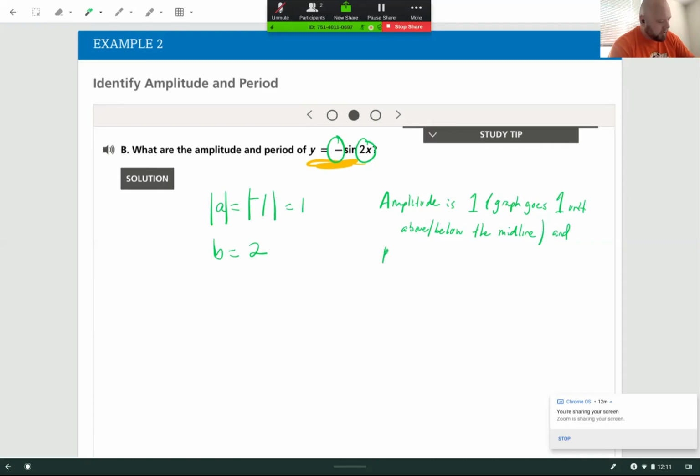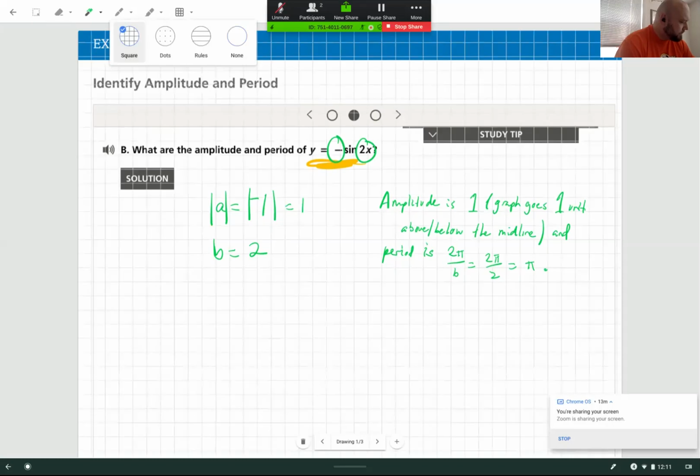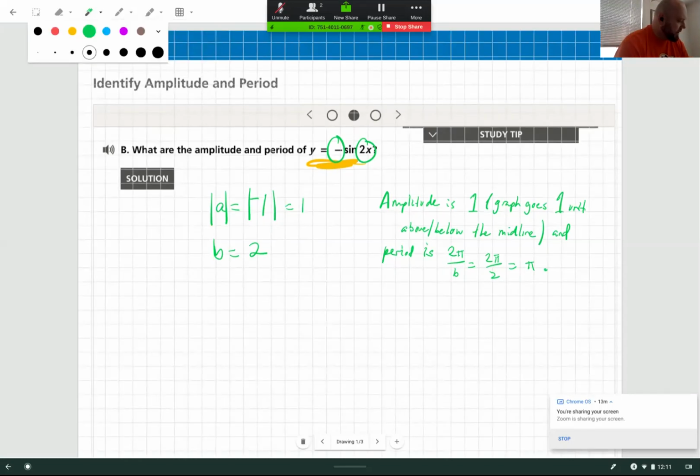And the period is 2 pi over b. So we would have 2 pi over 2, which is just pi for our function. And I'm just going to show you what this would look like if I graphed it real quick, just because I think it's important for you guys to see what it looks like if we have a sine function or any function that got flipped over.